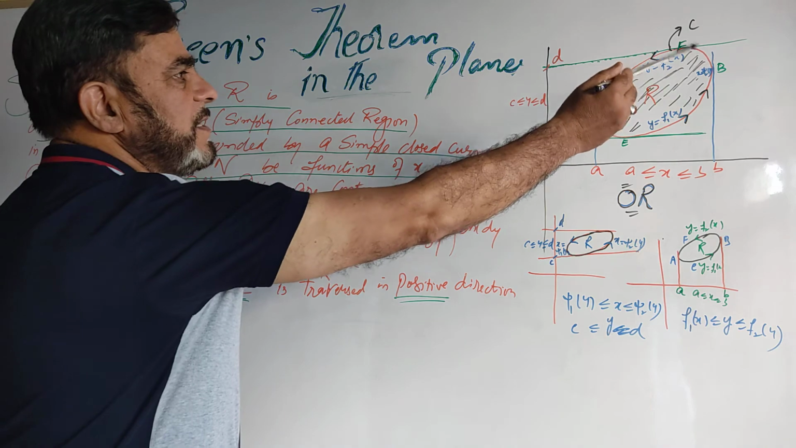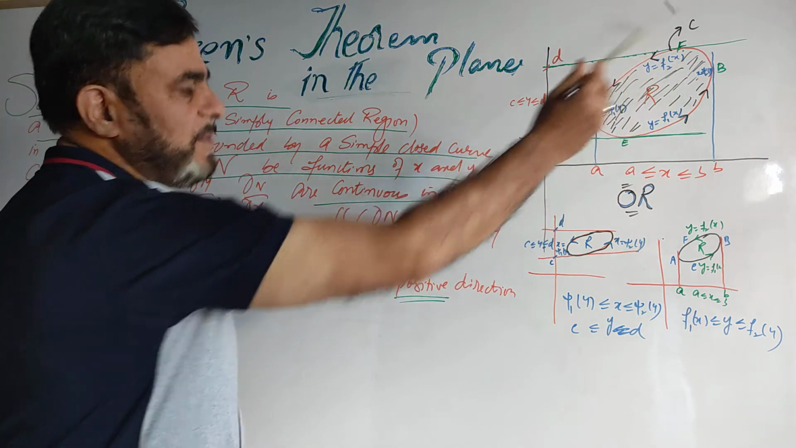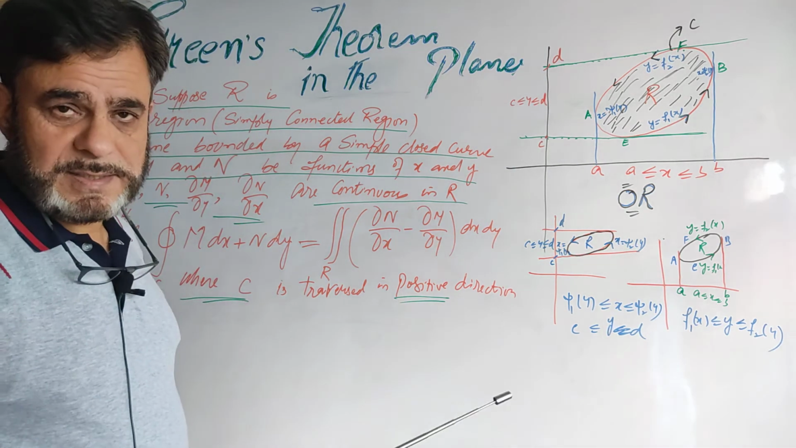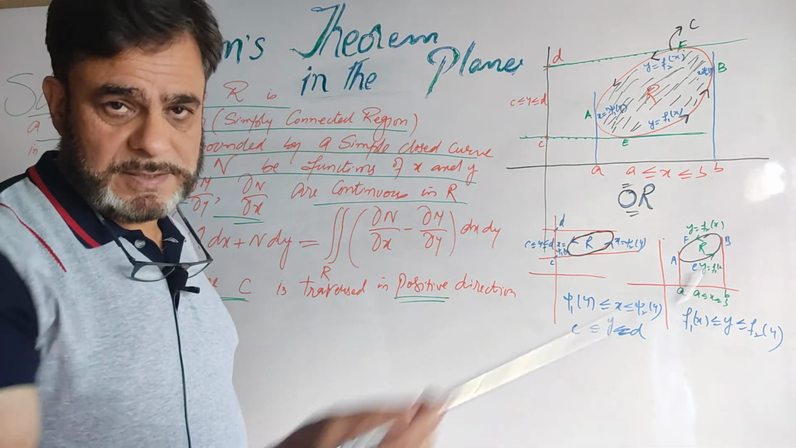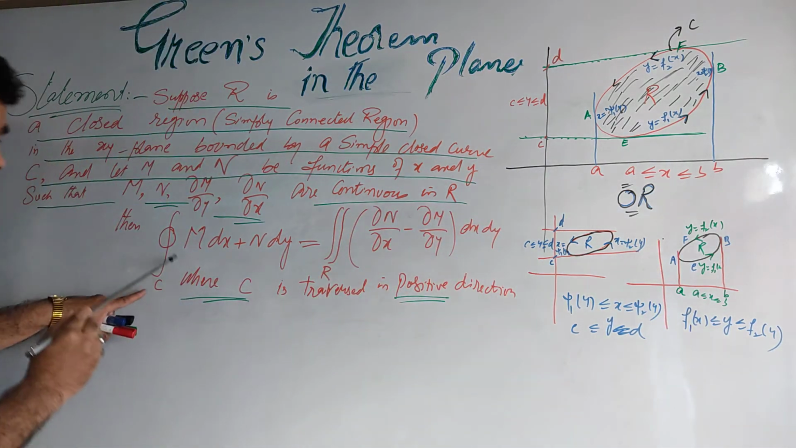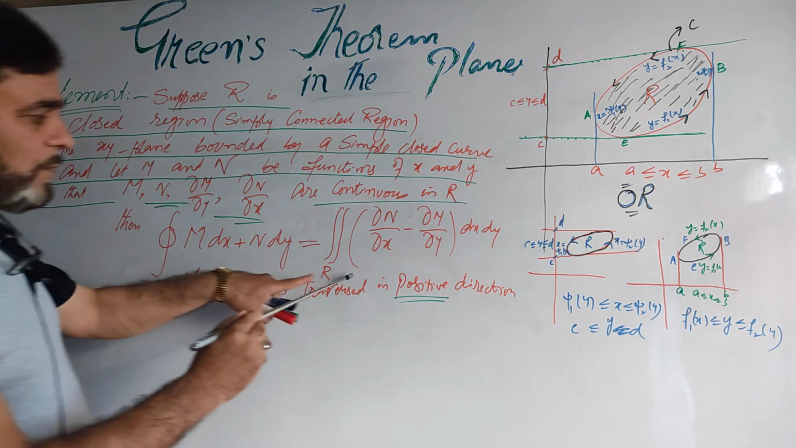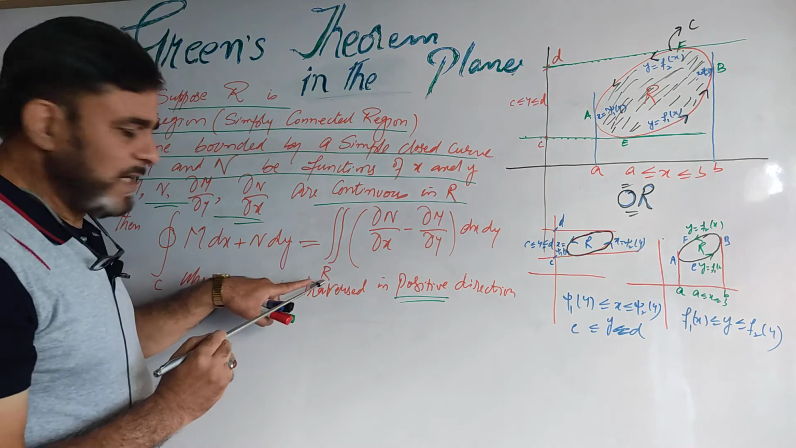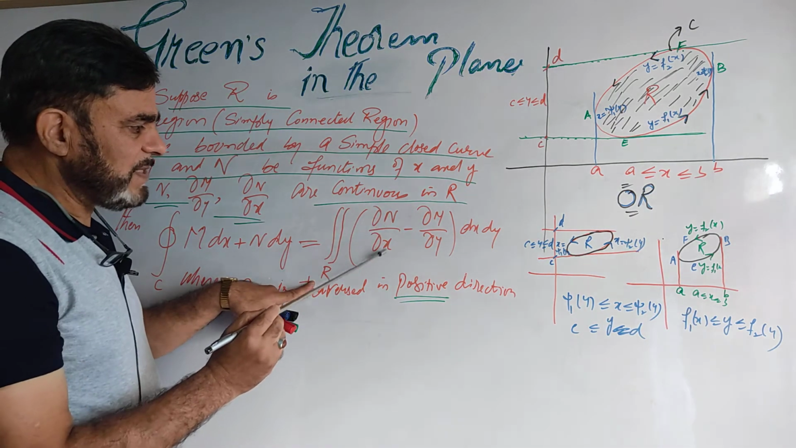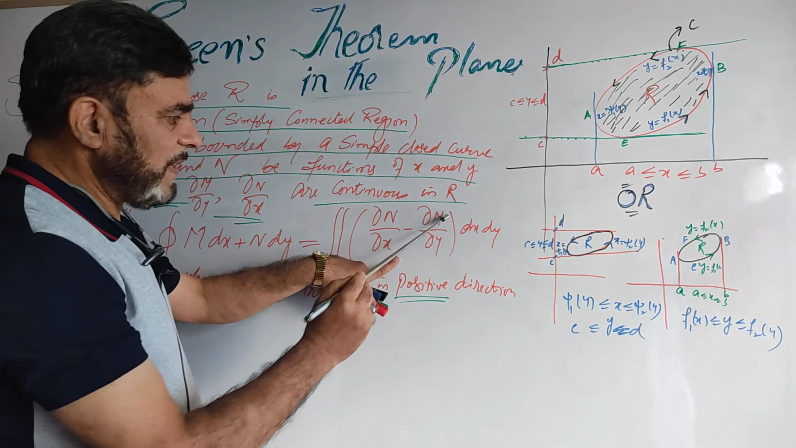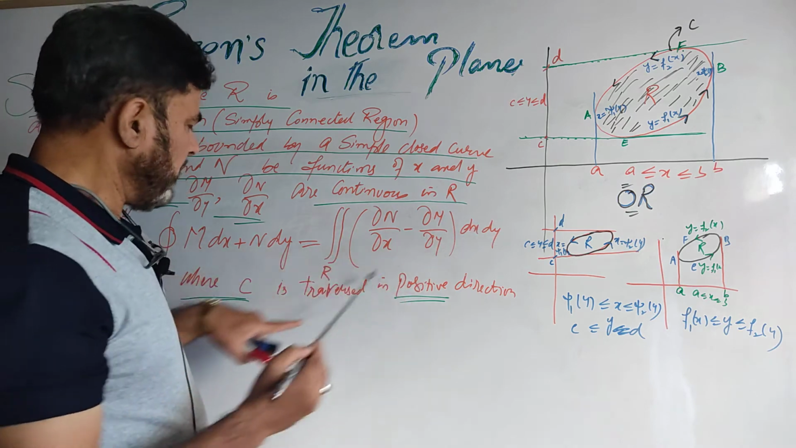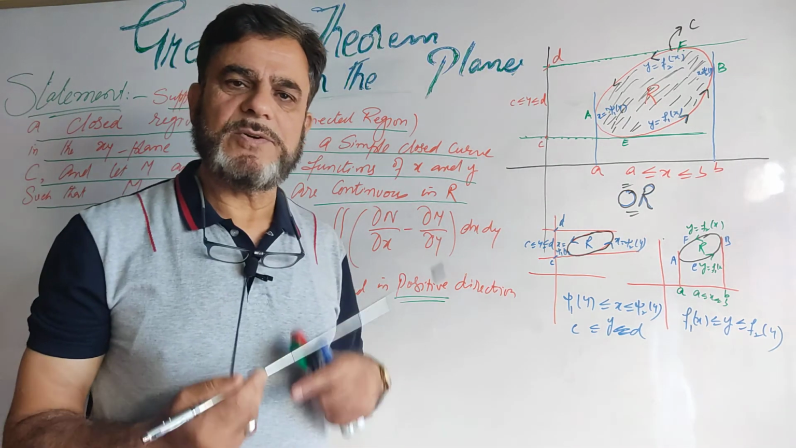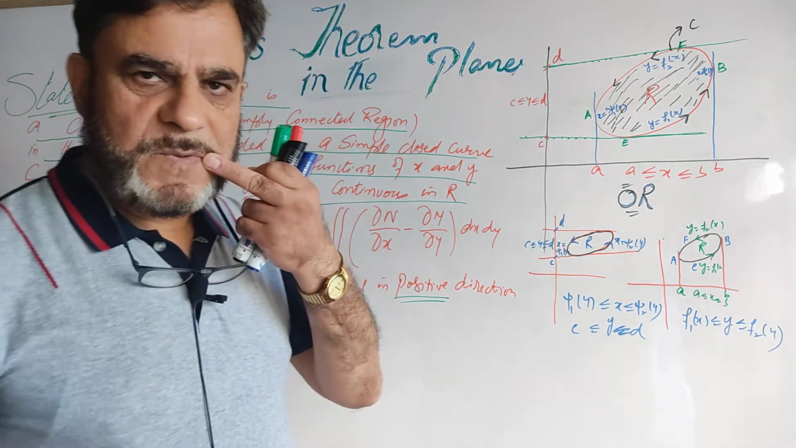C means this boundary. When you find the line integral, it is the path integral. Line integral is also known as path integral. You go along the boundary. So it is line integral over C. When you talk of surface, it is this region. Surface integral over the region R, partial of N with respect to x minus partial of M with respect to y, dx dy, where C is traversed in the positive direction. I have also discussed with you what we mean by positive direction.